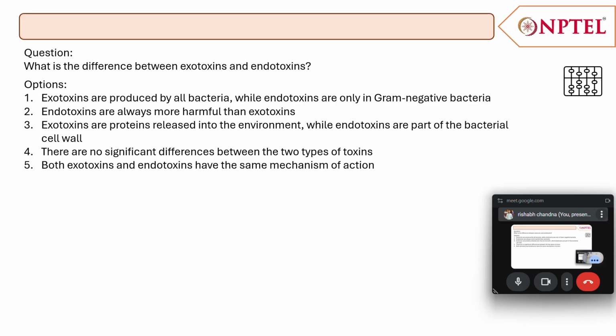So the exotoxins are produced by all bacteria, while endotoxins are only produced in gram-negative bacteria. Then endotoxins are always more harmful than exotoxins. Exotoxins are proteins released into the environment, while endotoxins are part of the bacterial cell wall. There are no significant differences between the two types of toxins. Both exo and endotoxins have the same mechanism of action. So the correct answer is option 3. The exotoxins are released into the environment, while the endotoxins are part of the cell wall of the bacteria.